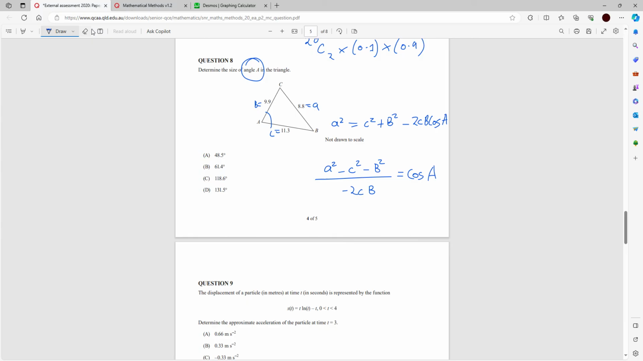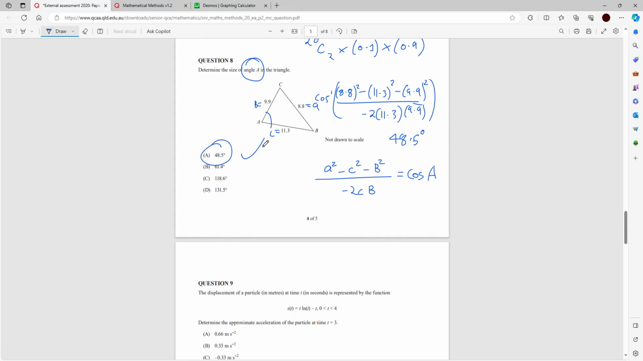So what we're going to do when we plug into our calculator, where can I write it? I'm going to get rid of this now, so I can write it here. So we'll have 8.8 squared minus 11.3 squared minus 9.9 squared, all on minus 2 times 11.3 times 9.9. Plug that into your calculator, and then you're going to cos inverse this whole thing, and you should get roughly 48.5 degrees, okay? And that is A, and that's how you would answer question 8. Let's move on to question 9, okay?